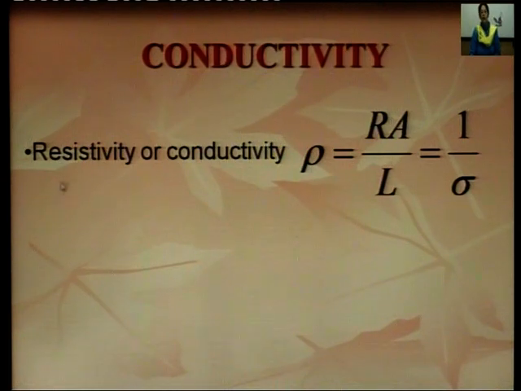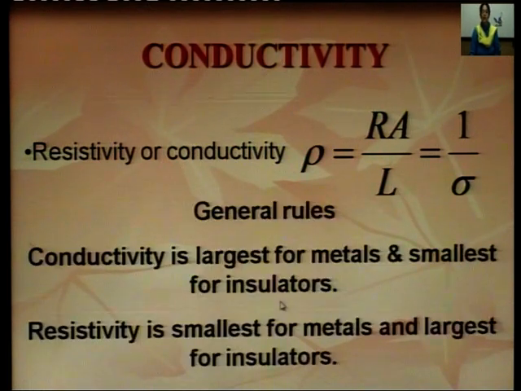So the reciprocal of resistance is conductance and the reciprocal of resistivity is called conductivity. So this sigma stands for conductivity, and rho is 1 upon sigma, or you can say sigma is 1 upon rho. So what is conductivity? Conductivity is the reciprocal of resistivity. Resistivity is R A upon L, so this is 1 upon sigma, where sigma stands for conductivity.